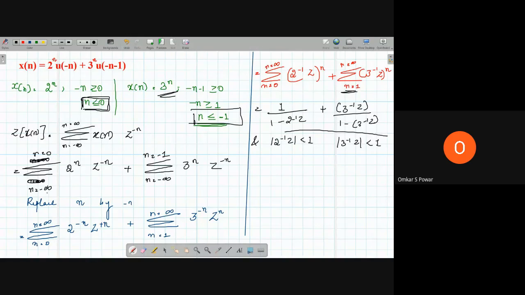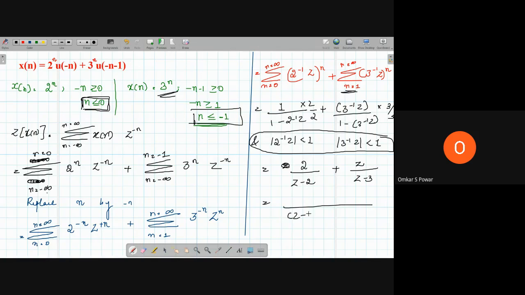So first we'll keep this aside. When ROC comes, we will see. We'll simplify this one. So multiply and divide by z. So multiply and divide by 2 here for the first term, and for the second term, since it is 3 inverse, multiply and divide by 3. So what we will get? 2 by z minus 2 plus z by z minus 3. So how can we further simplify this one? LCM. z minus 2, z minus 3. So 2 into z minus 3 plus z into z minus 2. Okay. So what we want now?